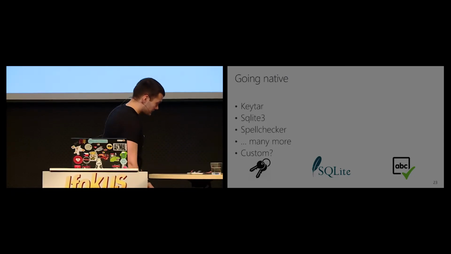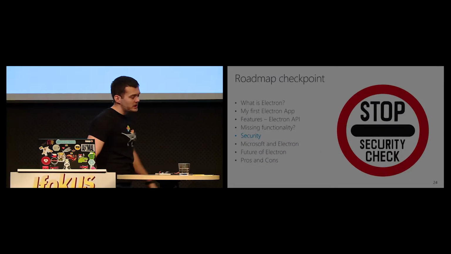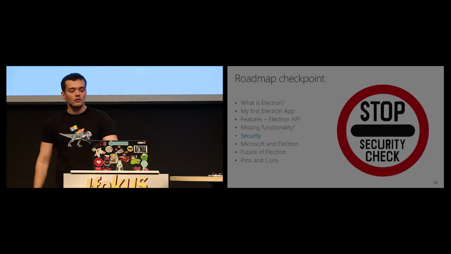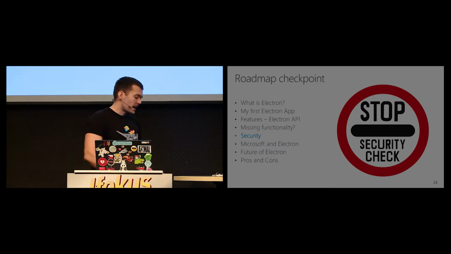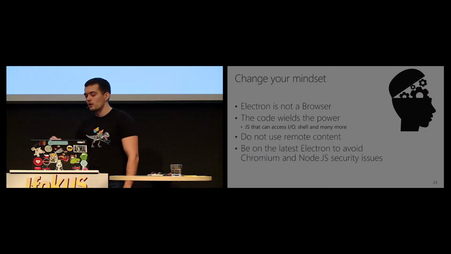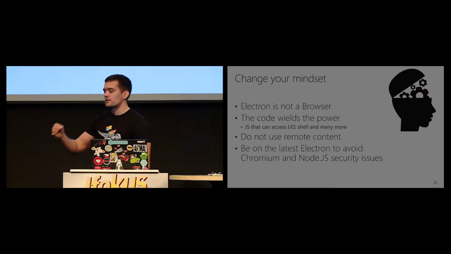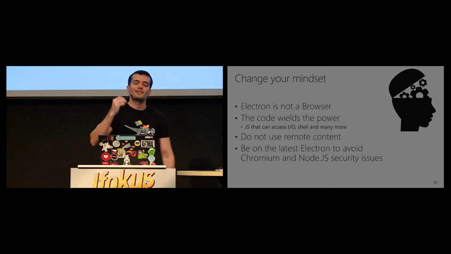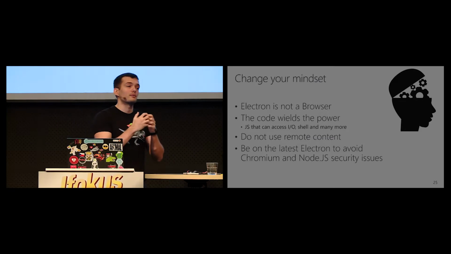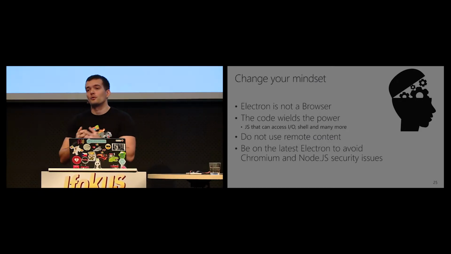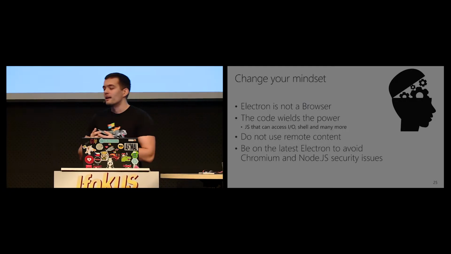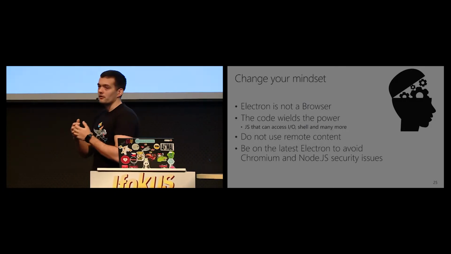So, security. I think I needed a way bigger image here because there have been ongoing discussions about the security of Electron apps. My main key here is change your mindset. Electron is not a browser. Even though you think it's a browser because it's based on Chromium and Node.js, it's not a browser, because the code actually wields a lot of power. You have access to the full system if you allow Node.js to run in the renderer process, which doesn't happen in a browser, right?